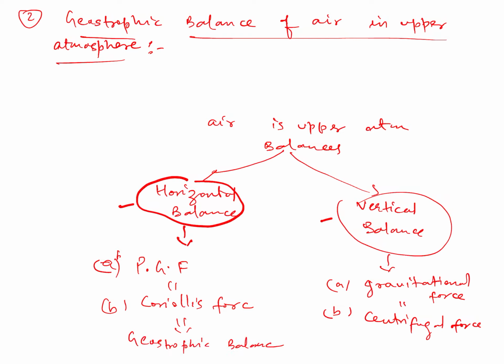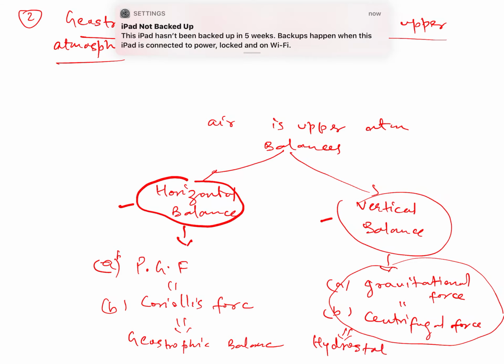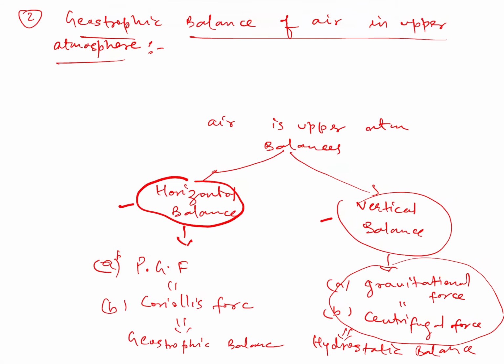When there is a vertical balance, when gravitational force is equal and opposite to centrifugal force, this balance is called hydrostatic balance, guys. Now, a question arises. In the wind system, which balance is important, or are both important? The answer is geostrophic, because the wind system is a horizontal process, not a vertical process. So we have to look at the geostrophic balance.